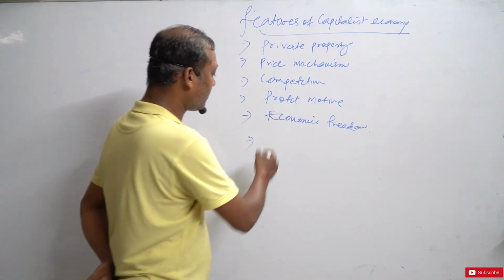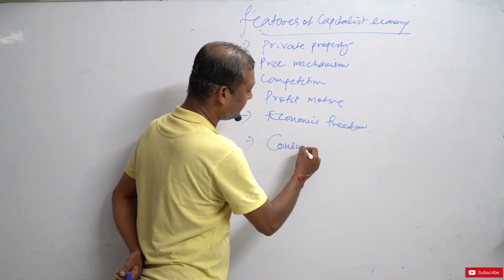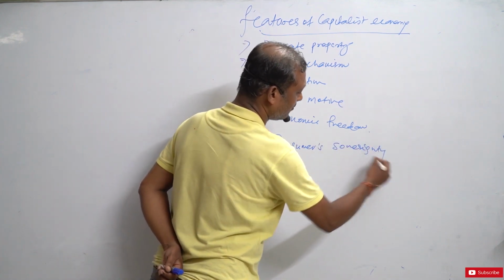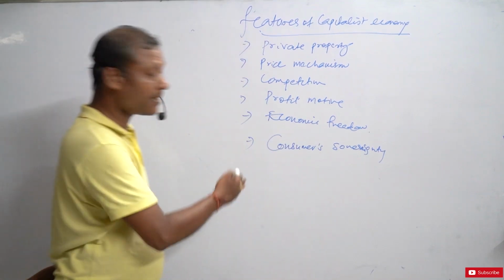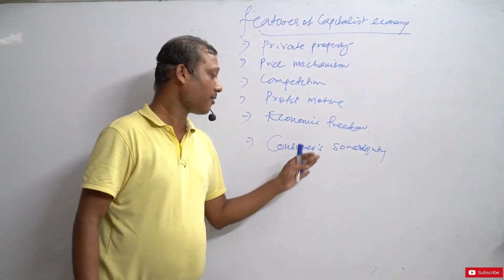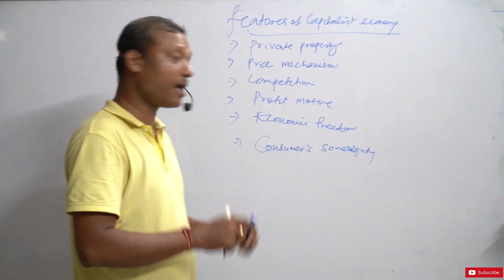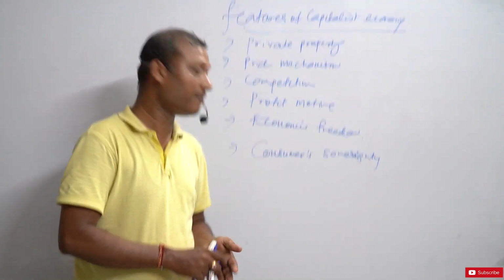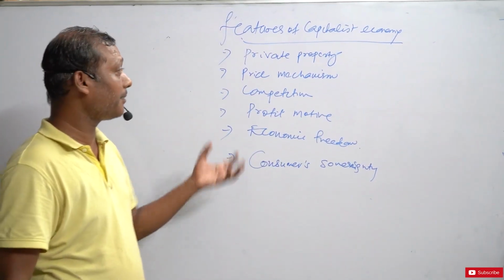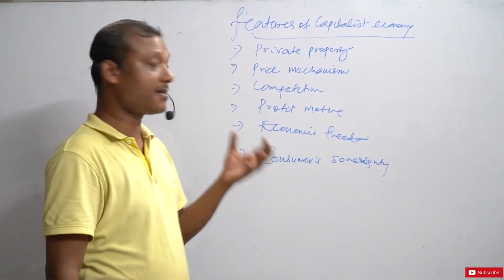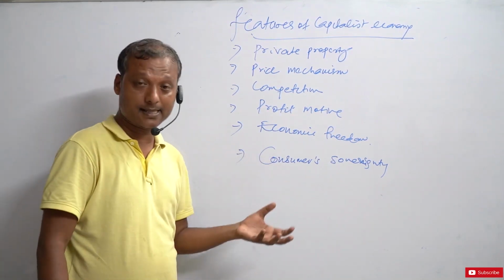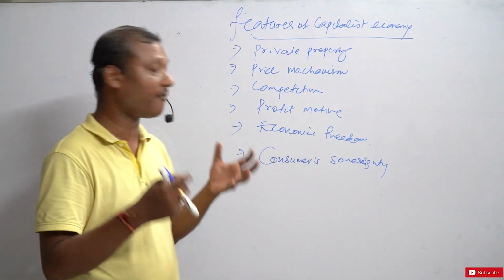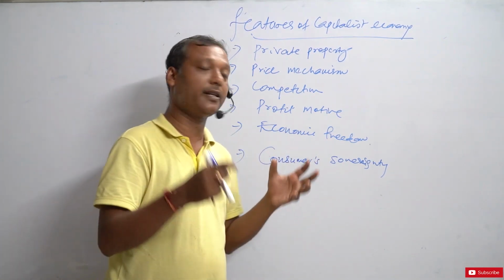We will discuss consumer sovereignty. So we can say that in a capitalist economy, consumers play an important role. Their sovereignty and their importance are prime, as there is the concept of private property, and a person can acquire whatever wealth he likes. So persons are blessed with plenty of wealth and money. They can spend whatever they like.